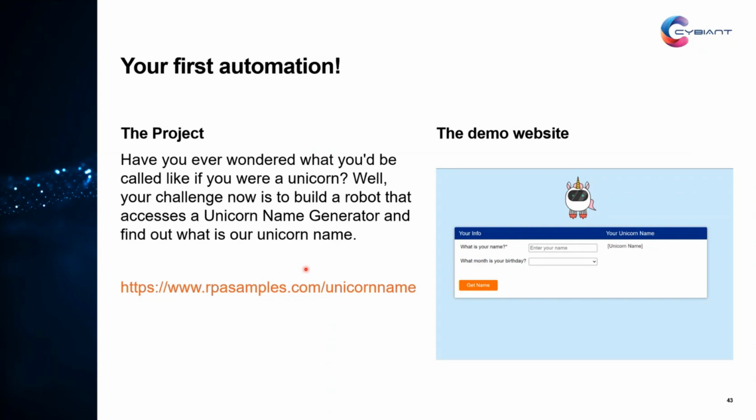To begin with, we are going to do something fun first. Did you ever think of what your unicorn name would be? If you were a unicorn, what would you be called? Now we are going to build a robot that accesses the unicorn name generator and finds out your unicorn name. You just need to go to the web page, www.rpasamples.com/unicorn name. The website is there, so you can access that.